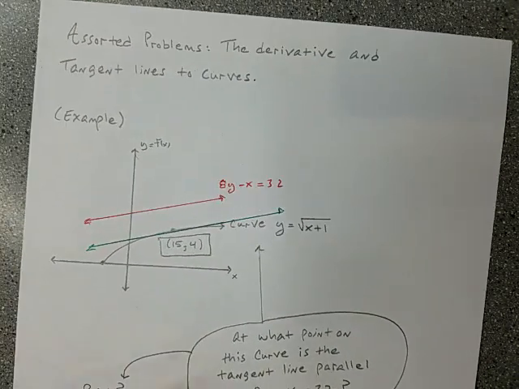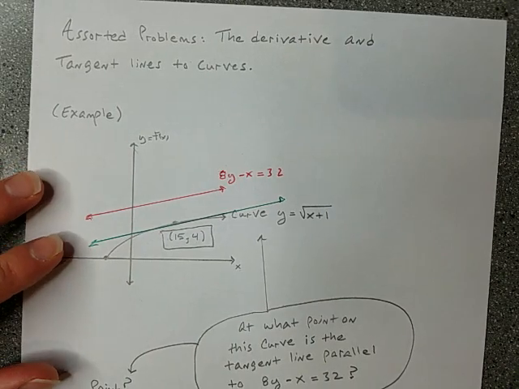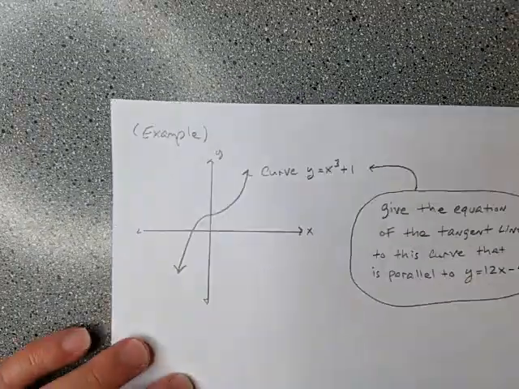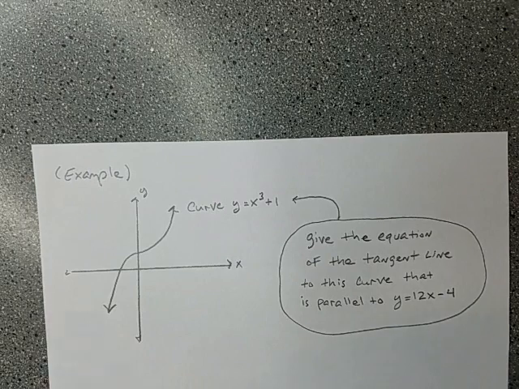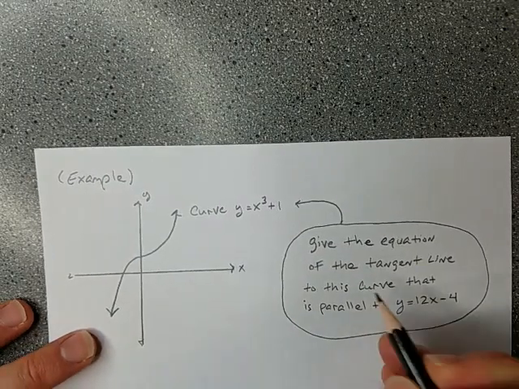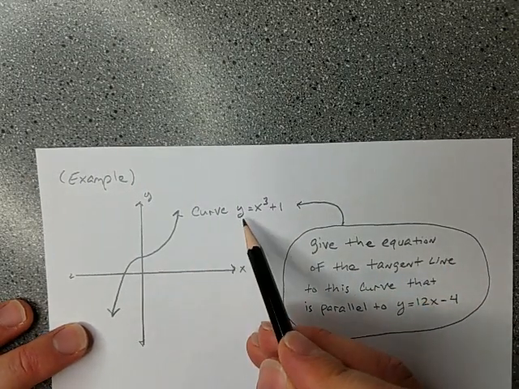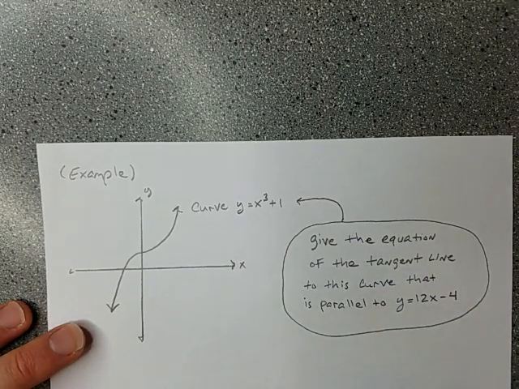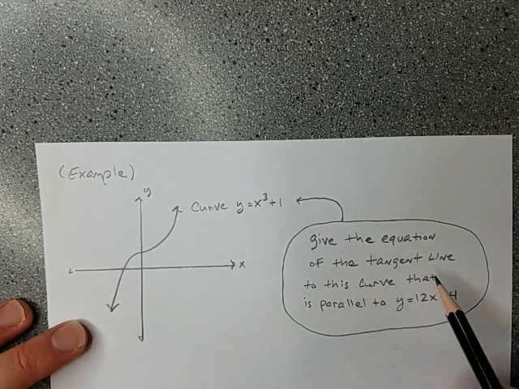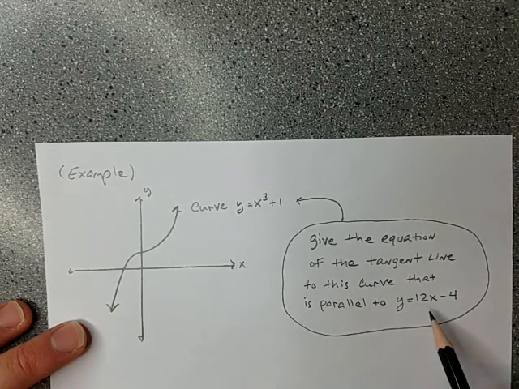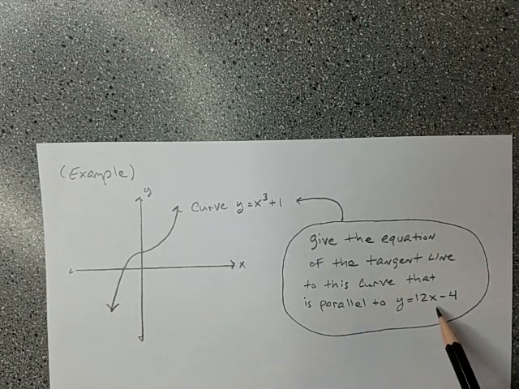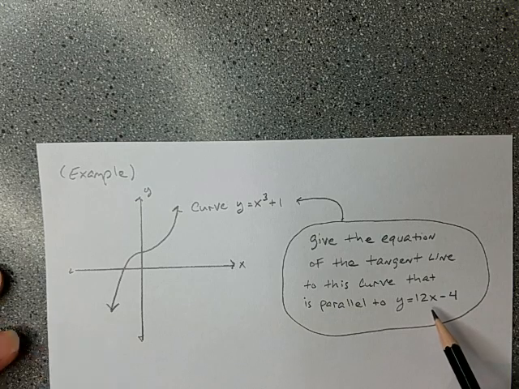Okay? All right, so let's try another one like this, but go into a little bit more detail about it. So let's do this one here. Okay? All right. Sounds the same, but I'm asking for a little bit more detail in the answer. So you got the curve, y is x to the third power plus 1. And I'm looking for the equation of the tangent line to this curve that's parallel to that line. Okay, so that line 12x minus 4, that's a line that has a slope of 12.